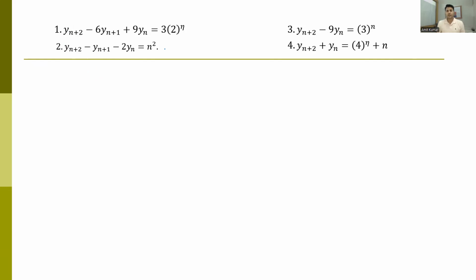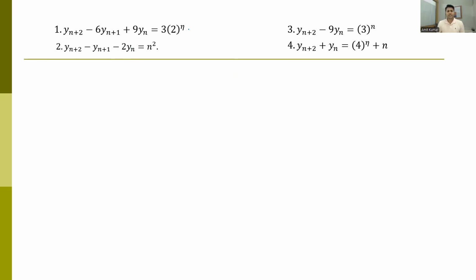If you remember, there are two basic cases: one is beta power n and the other is a polynomial of degree k. The other extension is their combinations. So we have these four examples. Let us talk about them one by one.